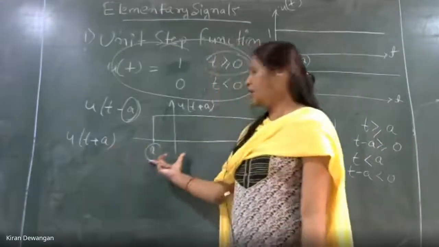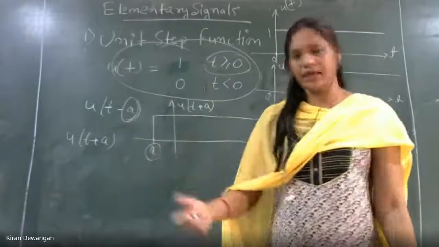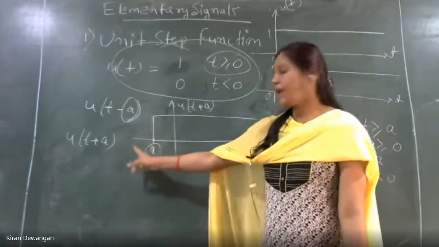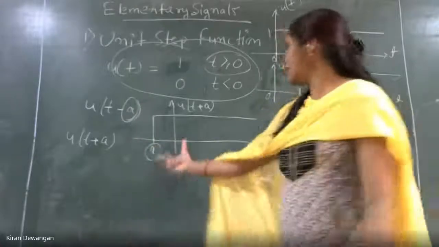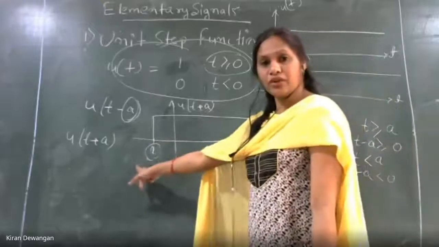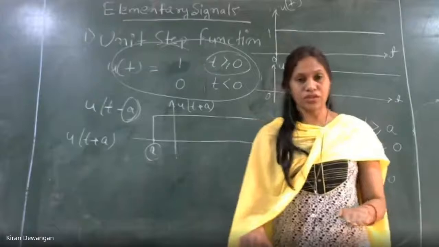T plus a means a will be added. In the signal, a will be added. The signal, that is u of t, has a added and it is shifting towards left. Clear? This is the left side and this one is the right side. So this is shifting a little to the left. The signal will remain as it is; there will be no change in the signal.